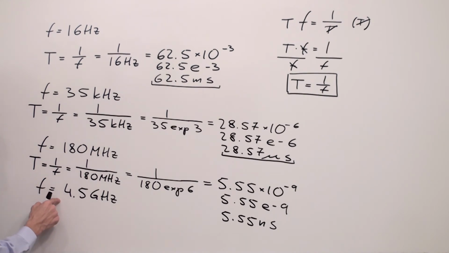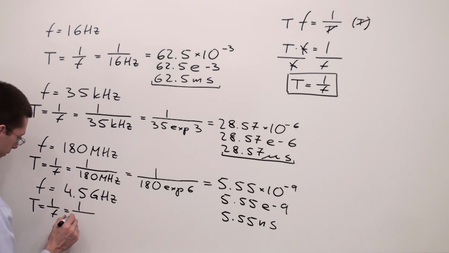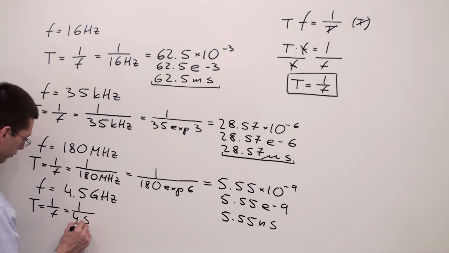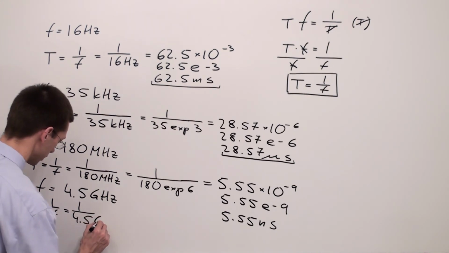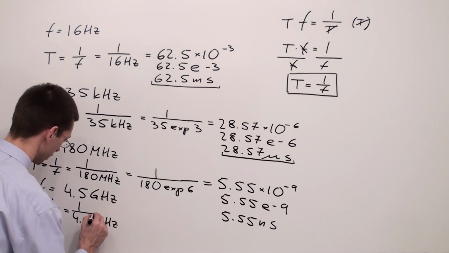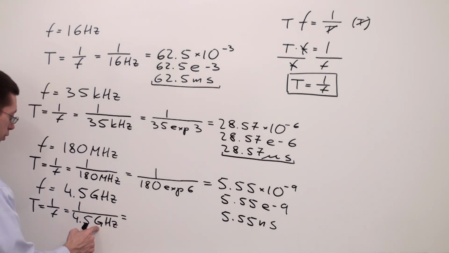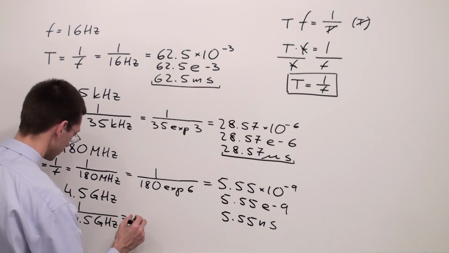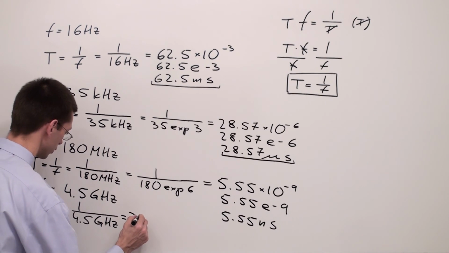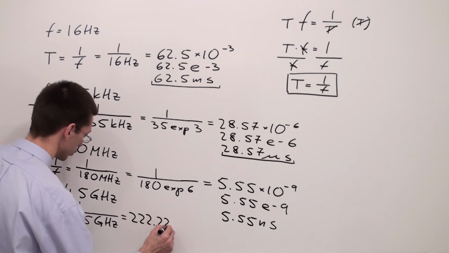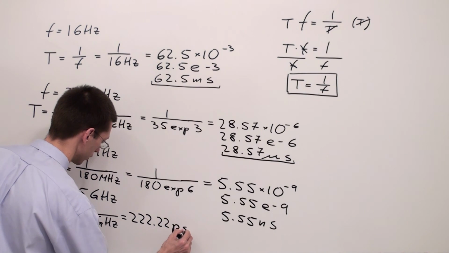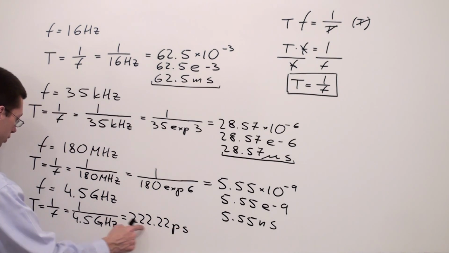Let's take a look at this example. Period is equal to 1 over f. 1 divided by 4.5 gigahertz. Remember that giga represents the power of 10 to the 9th. That's why the answer is going to be 222.22 picoseconds. This is the solution to this problem.